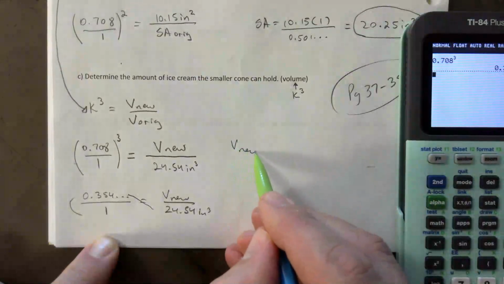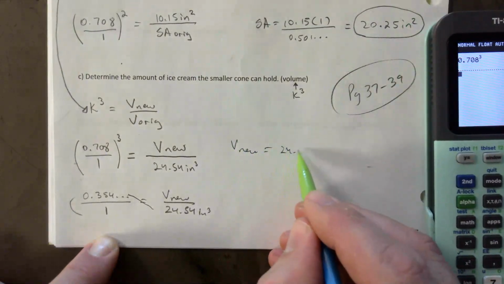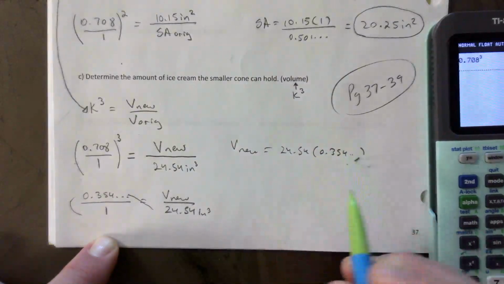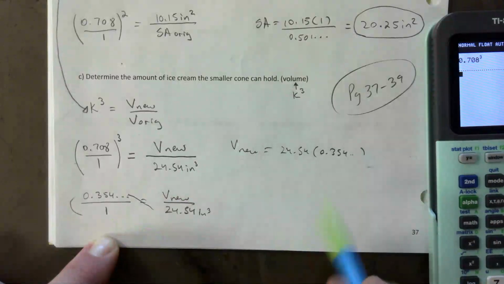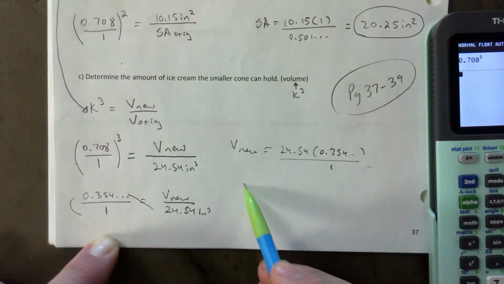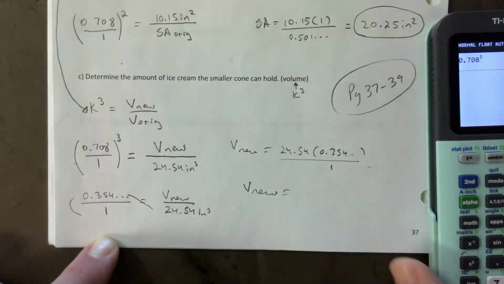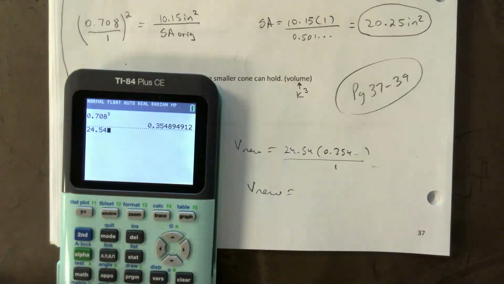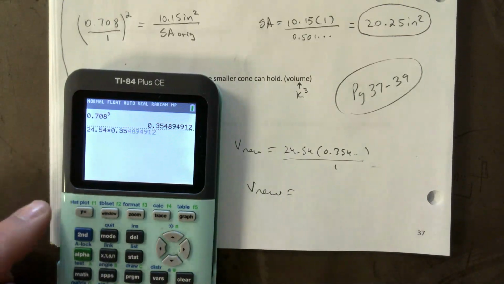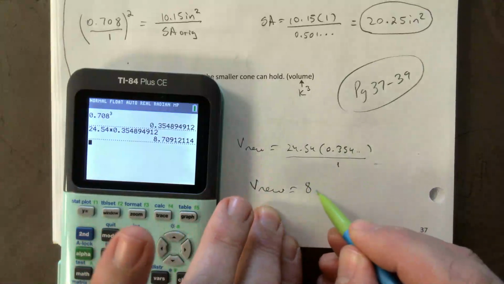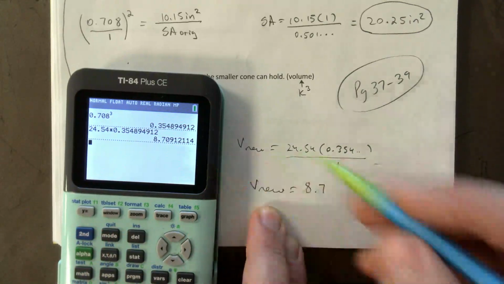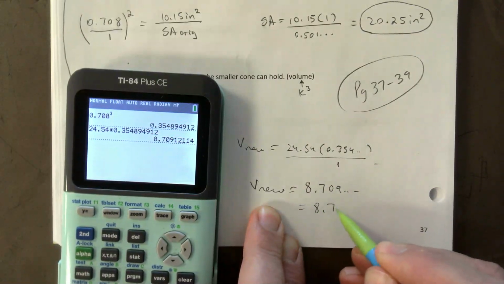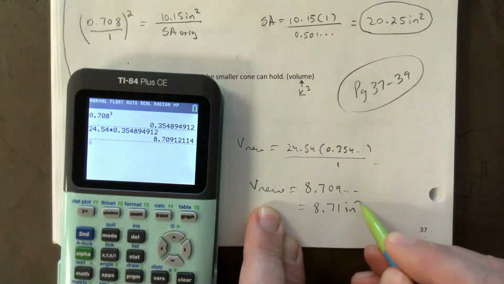So you cross multiply and divide. The volume of new is 24.54 times 0.354, and that keeps going. And then you divide it by 1. Not really necessary, I'm not going to type that in. It's just so we stay consistent, right? So I grab my calculator and go 24.54 times, copy, paste, and there you have it. Now you are ready to answer. So that's 8.9 something, right? That will round to 8.71. And we are in cubic inches, right?